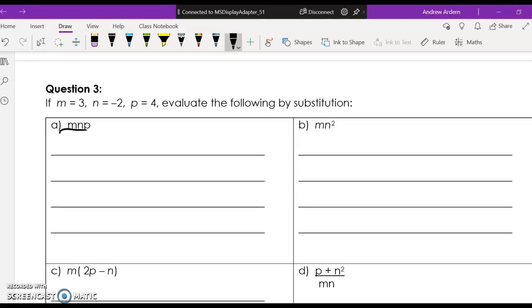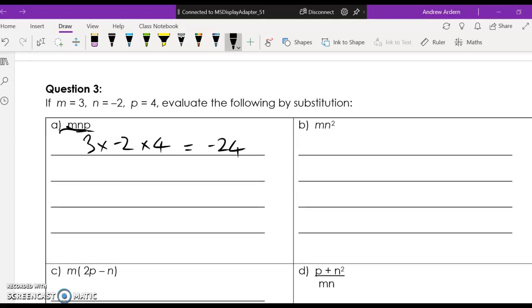okay. Here's one we can all do. It's multiplication and addition. You have to multiply 3 times minus 2 times 4. See how I did that? M times N times P. 3 times minus 2 is minus 6, times 4 is minus 24.